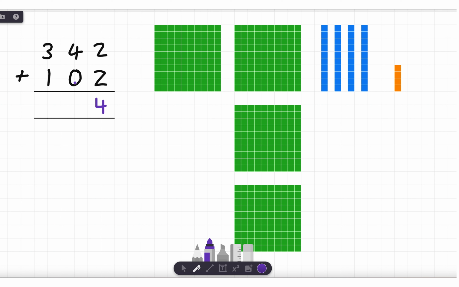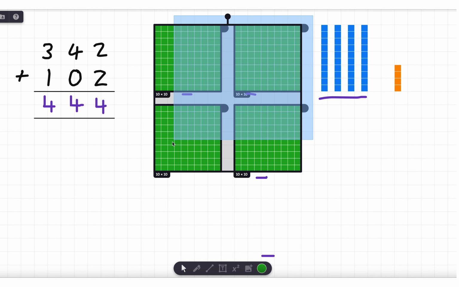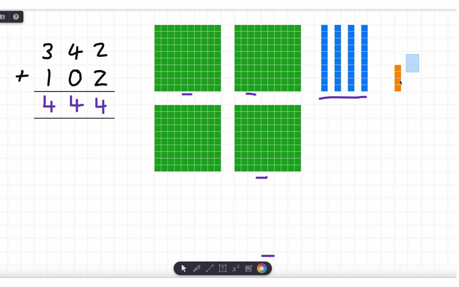Now moving on to the tens column, we have 4 tens here and no tens in the second number. So 4 add 0 is 4. And finally for our hundreds, we have 1, 2, 3 hundreds, or 3, added to a 100 underneath, 3 plus 1 is 4. So our total is 444. And you can see that here. If I move that to there, we have 444.